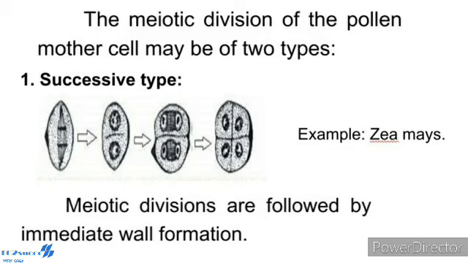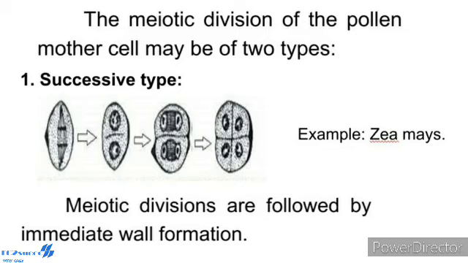In successive division, meiotic divisions are followed by immediate wall formation. Example, Xii. Each pollen mother cell undergoes the first meiotic division, resulting in the formation of 2 nuclei. The nuclear division is followed by immediate wall formation. Thus, a dyad is formed. The 2 cells of the dyad undergo second meiotic division, which is also followed by wall formation. As a result, a tetrad is formed.